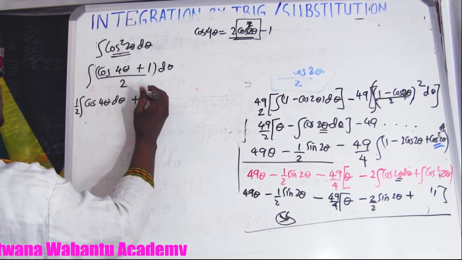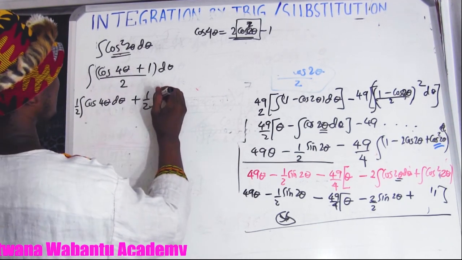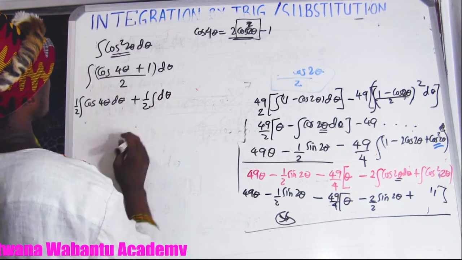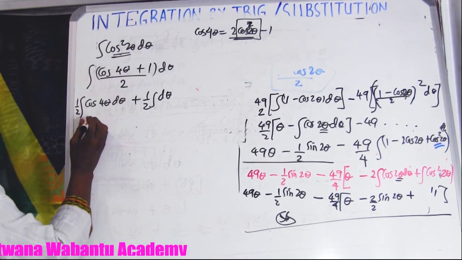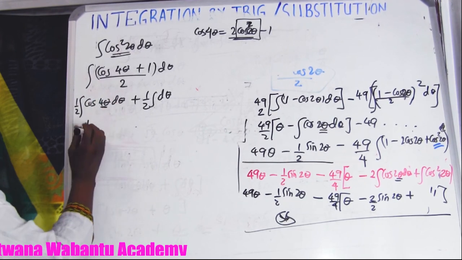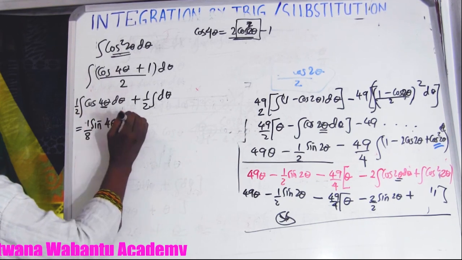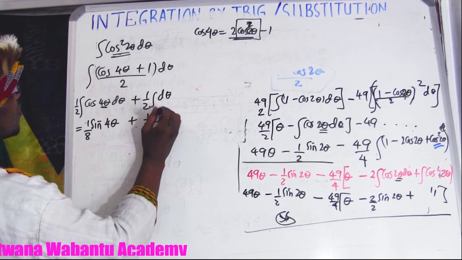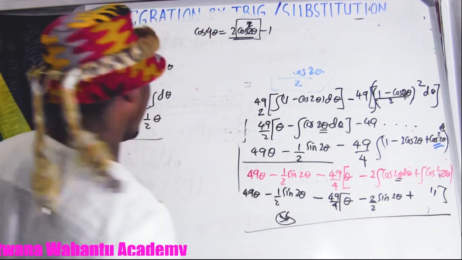plus 1 over 2 for the second one also, the integral of 1 d theta, because a half for the first one, a half for the second one. Okay, so this is going to be 1 over 2. Differentiating this is going to give us 4. 4 times 2 equals 8. And then when you integrate cos, you get sine. Plus 1 over 2, this is going to give us theta. So now we're going to come and plug it in here.